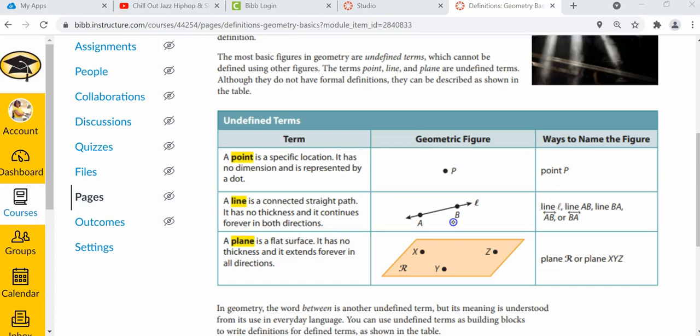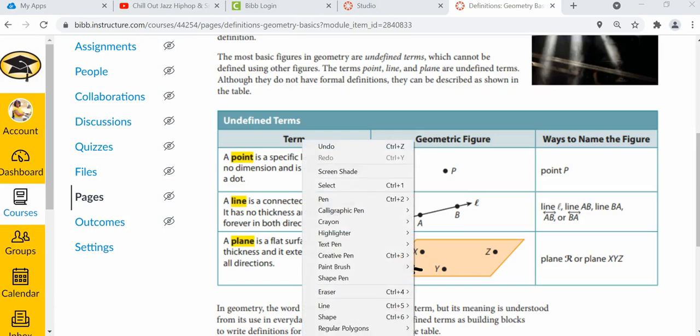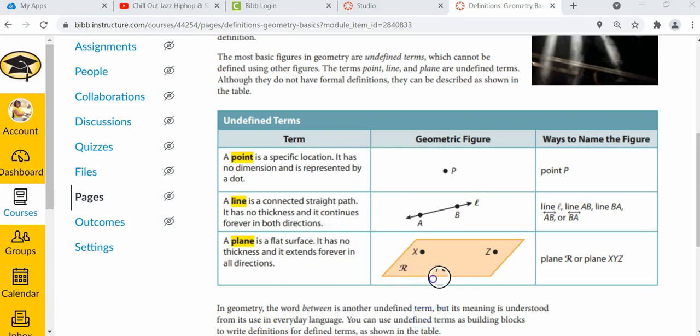in all directions. You can name a plane. The plane will usually have its own name in capital letters, italicized. And here we have the plane name right there, plane R. But you can also name a plane with any 3 non-collinear points on the plane. Non-collinear just simply means your points are not on the same line. So with any 3 points in the plane, you can name your plane as long as they're not on the same line. So we could call this plane plane R or plane XYZ.